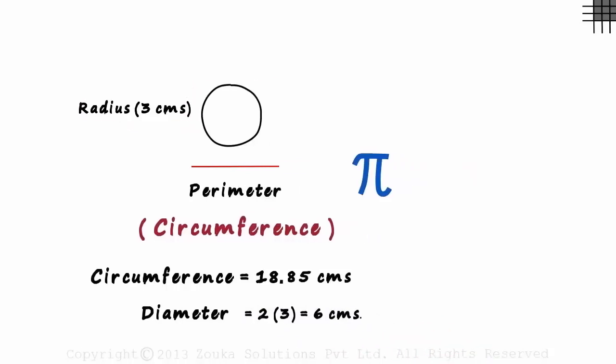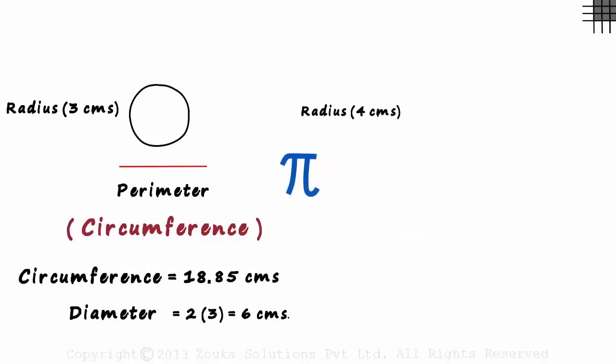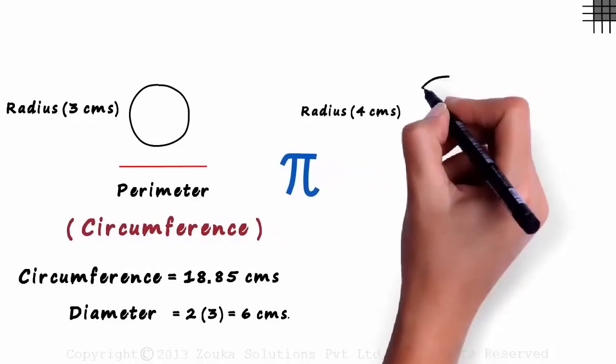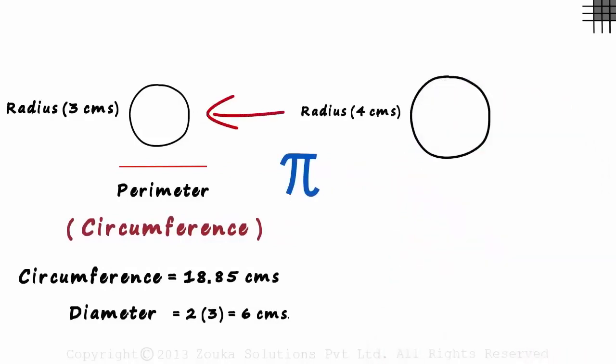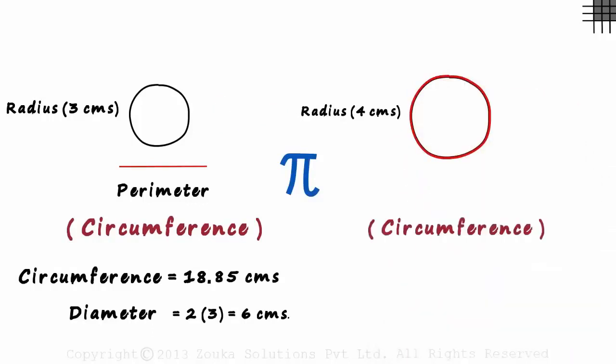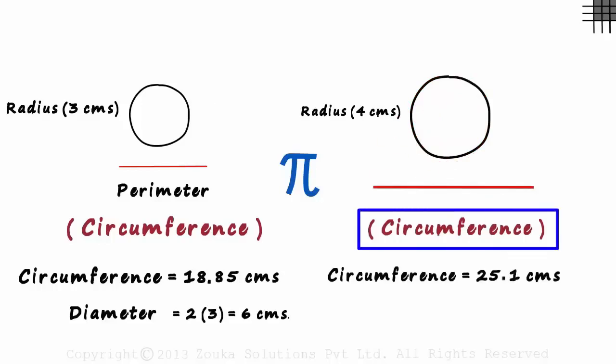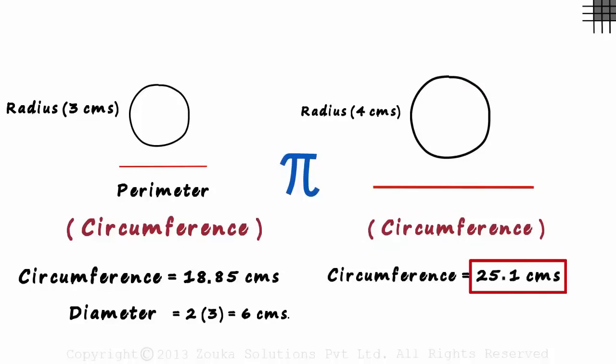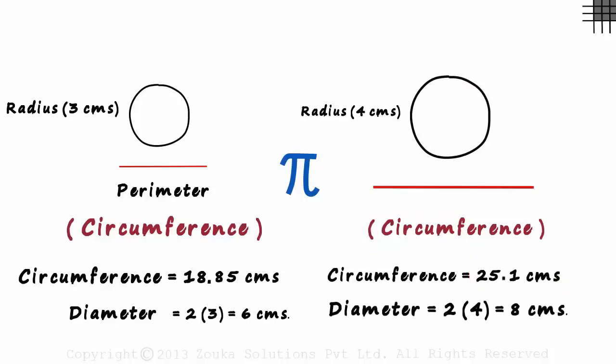Now we've been asked to draw a circle of radius 4 centimeters. It will be slightly bigger than the previous one. This red boundary will be the circumference. This time too, we measure the circumference. For this circle, we get the circumference as 25.1 centimeters. And the diameter will be twice its radius, which equals 8 centimeters.